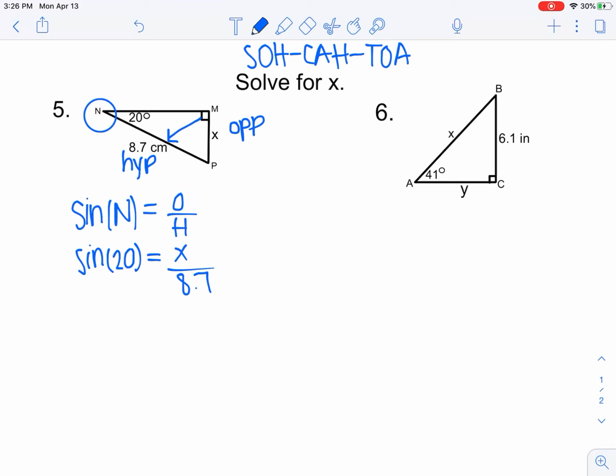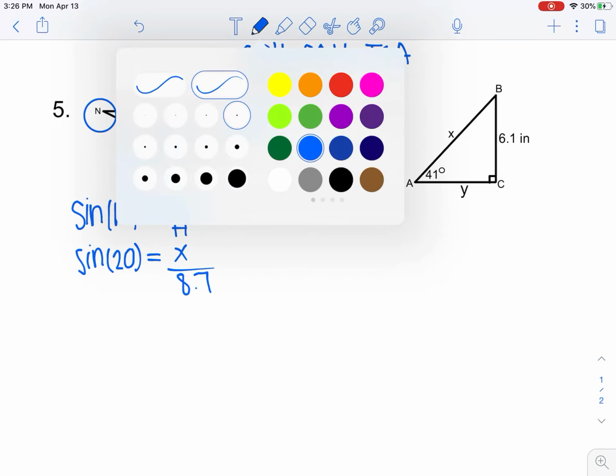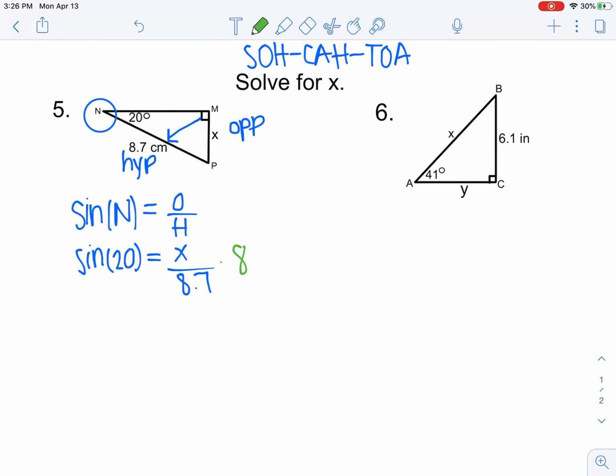So if we want to solve for x, we would need to multiply both sides by 8.7. Now we can type everything in the left into our calculator. 8.7 times the sine of 20, and that gives us 2.98 for x. So x equals 2.98 centimeters.